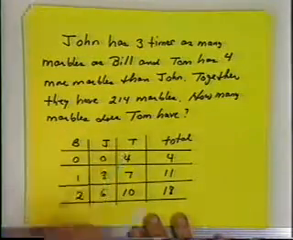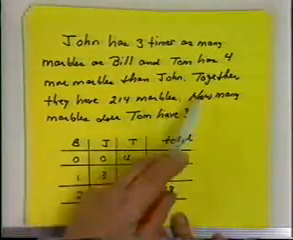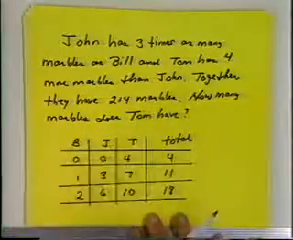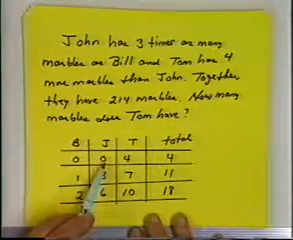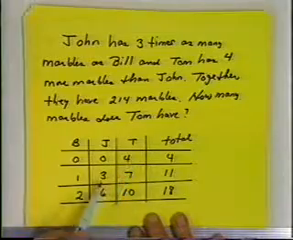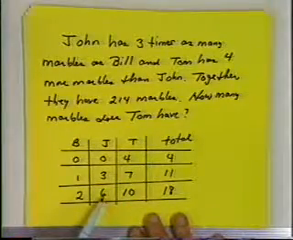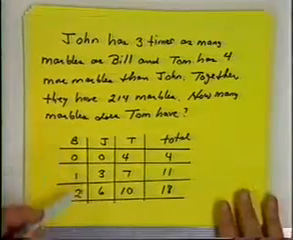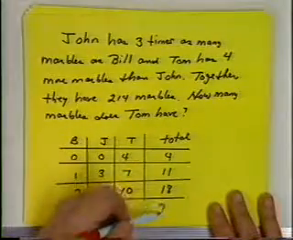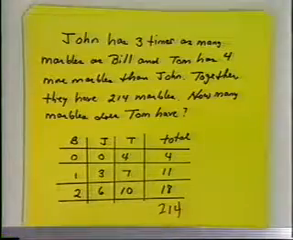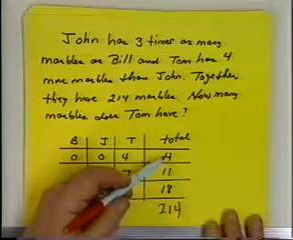Now, T stands for the number of marbles Tom has. What are we told? Tom has 4 more marbles than John. So if John has 0, Tom has 4. If John has 3, Tom has 7. If John has 6, Tom has 10. And by the way, do you see what's happening? We want to get to where 214 is the total. We're all the way down at 4 over here.